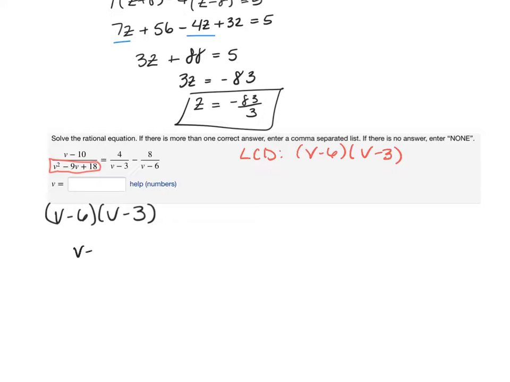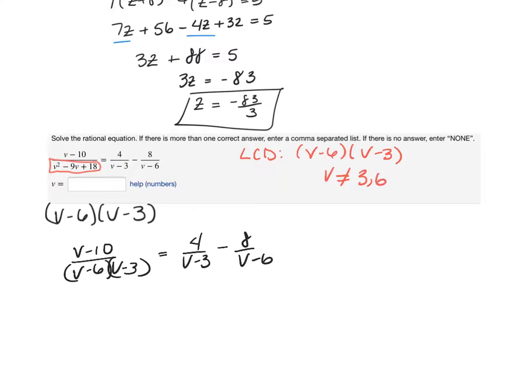So I have v minus 10 over v minus 6, v minus 3 is equal to 4 over v minus 3 minus 8 over v minus 6. Now, with my lowest common denominator, v cannot equal 3 or 6. So when I get down to the very end, if my answer is 3 or 6, then those would be extraneous solutions. So let's go ahead and multiply each term by v minus 6, v minus 3, so that we can cancel out the denominators.